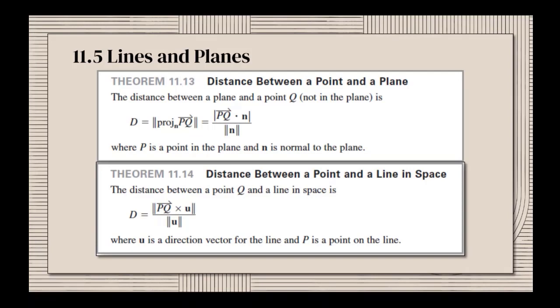And next we have some more equations about distance between a point and a plane. The distance between the point and a plane will be the projection of PQ onto n, and that is equal to PQ dot n over the magnitude of n. And same for theorem 11.14, the distance between a point Q and a line in space is the magnitude of PQ cross u over the magnitude of u.